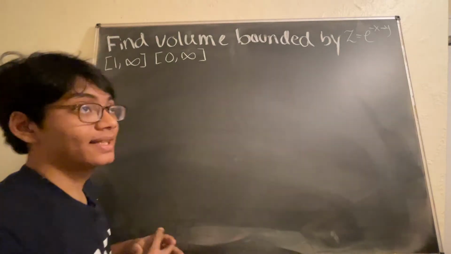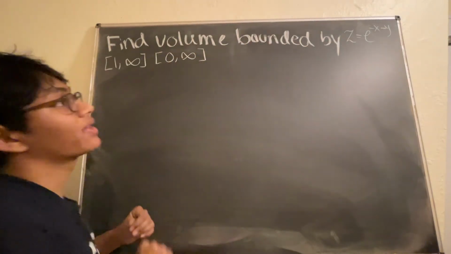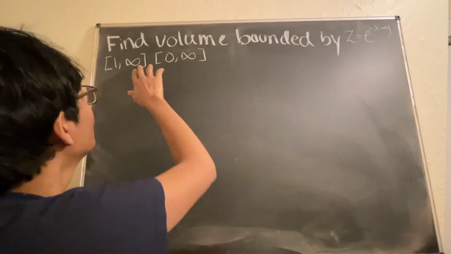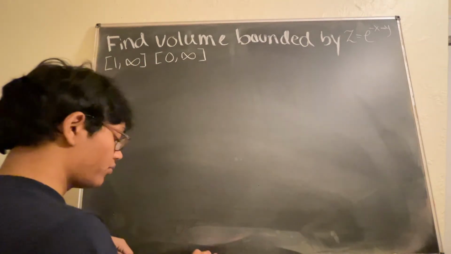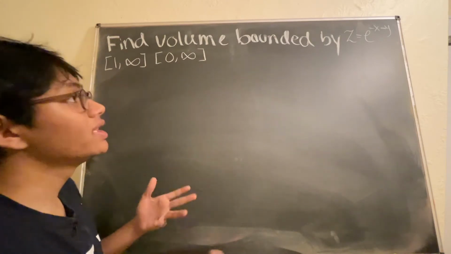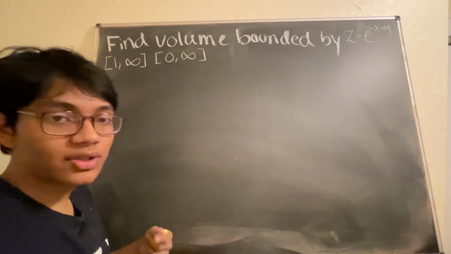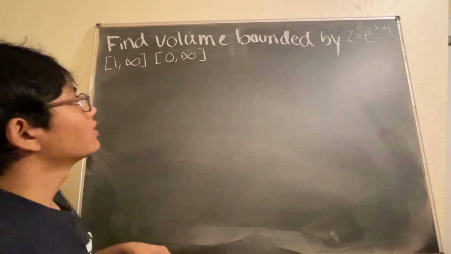The problem we've got today: find the volume bounded by that curve z equals e to the negative x negative y on this domain. So here's what we mean. We've got some kind of a three-dimensional surface and it bounds a volume, and we've got to find how much that volume is over this region.